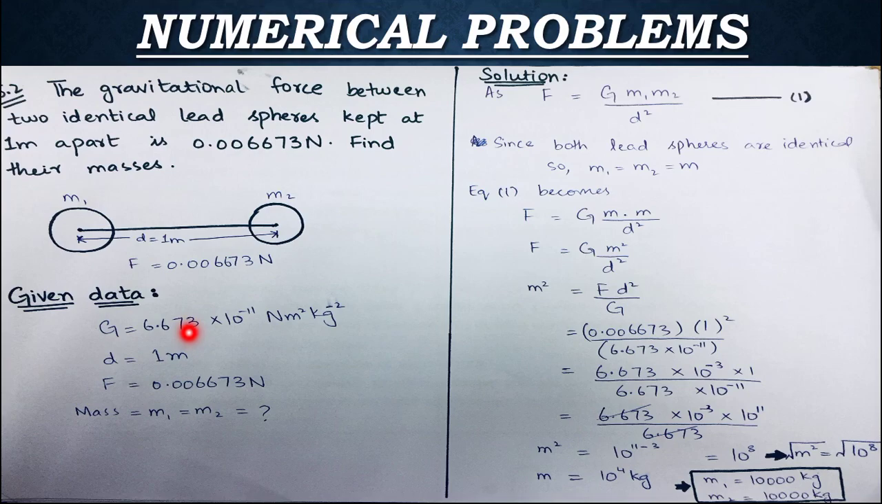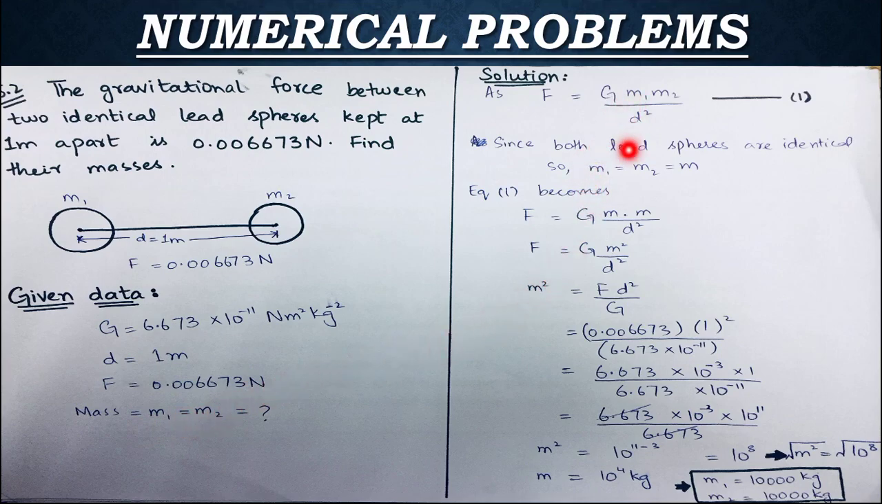So same, just like 5.1, we will use the formula of Newton's law of gravitation, but here we have to find out the mass, not the gravitational force. And the masses are the same.